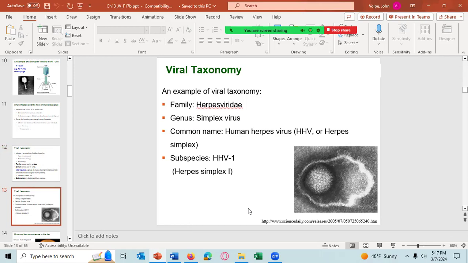All right, so an example of viral taxonomy, the family is herpesviridae. The genus would be the herpes simplex virus. The common name, which has not been used by clinicians, the general public, and even scientists are stopping to use the common name. The common name was human herpesvirus, which is more often called a herpes simplex virus. Any question about that? And the subspecies is herpes simplex virus type 1.